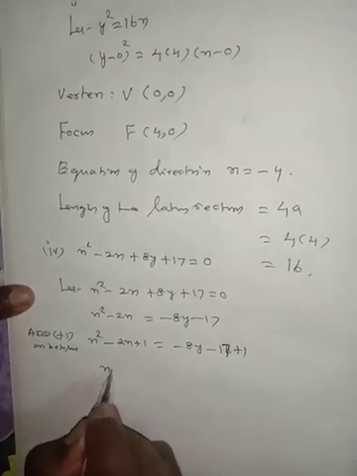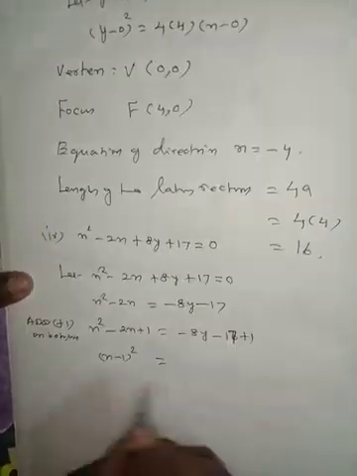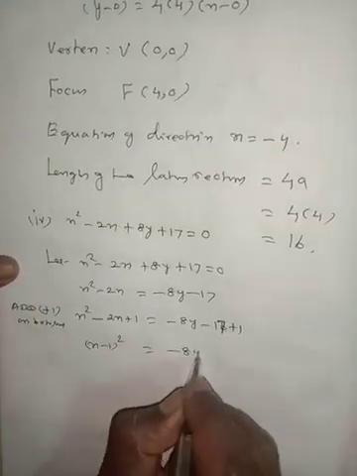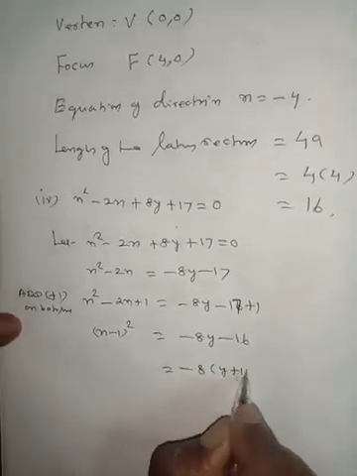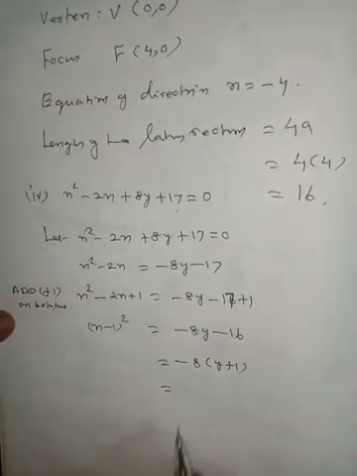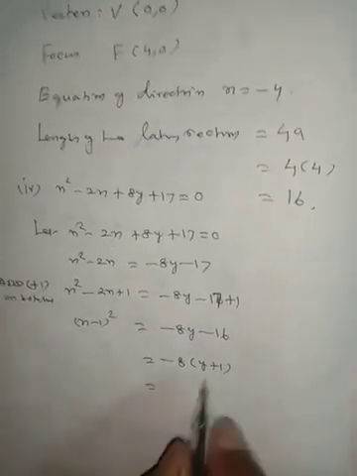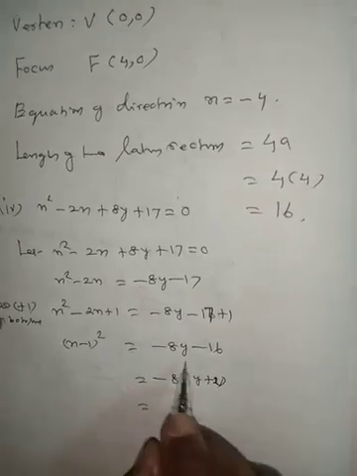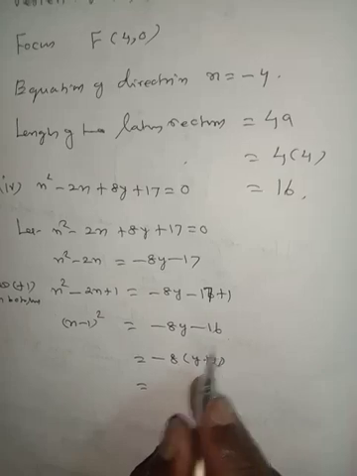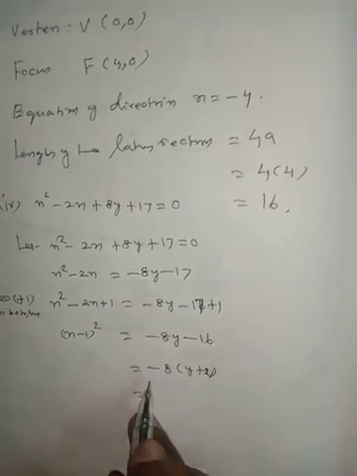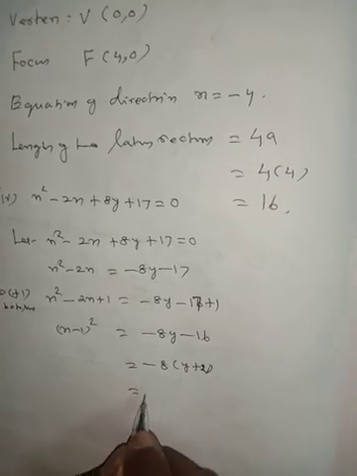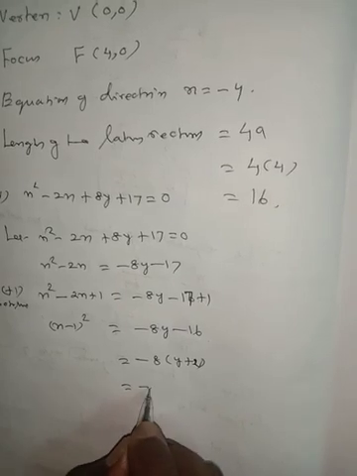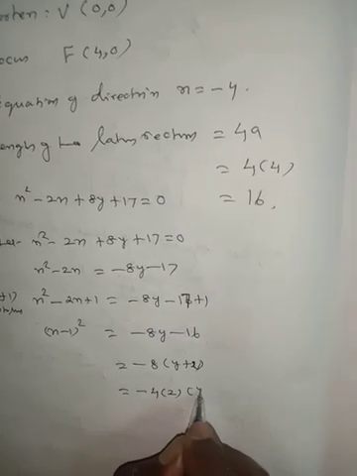This side x minus 1 whole square is equal to minus 8y minus 16. This can be written as minus 8 into y plus 2. Common factor minus 8, y plus 2 is the remaining part. Now this can be written as minus 4 into 2 into y plus 2.